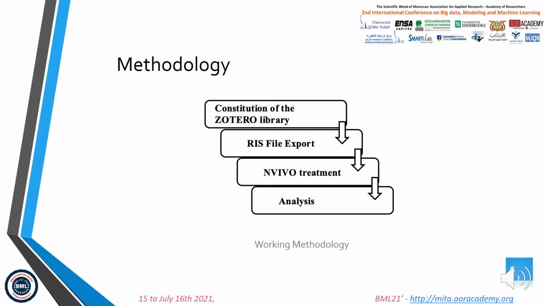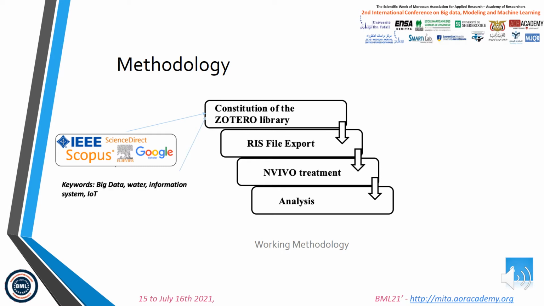So this is our working methodology. We started with the constitution of the Zotero library from different databases such as the IEEE database, ScienceDirect, Scopus, and Google Scholar, using keywords such as big data, water, information system, and Internet of Things. At first we got 226 articles, and after cleaning and removing the excluded articles, we got 119. After that, we exported the RIS file to the NVivo tool for treatment and analysis.